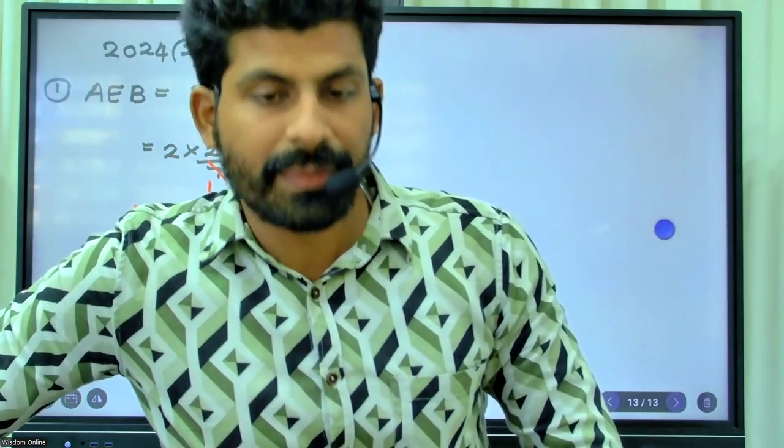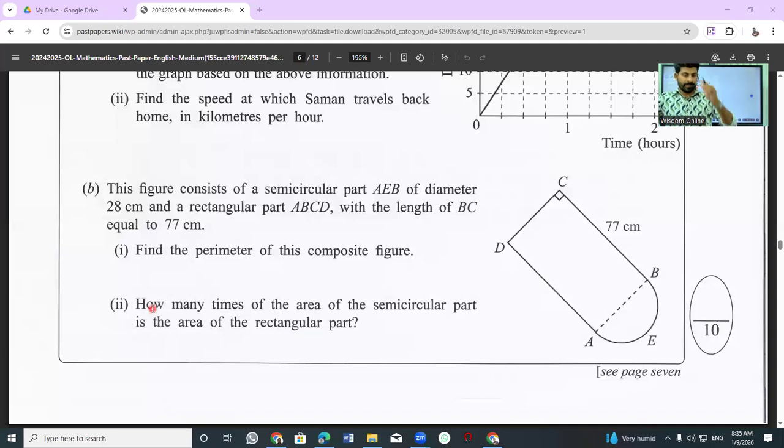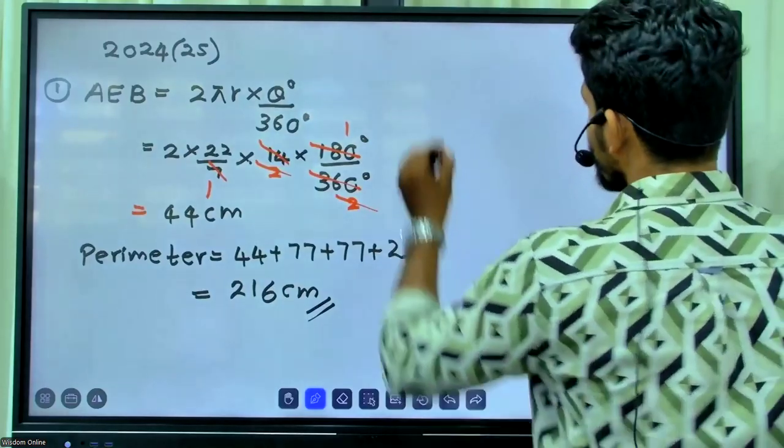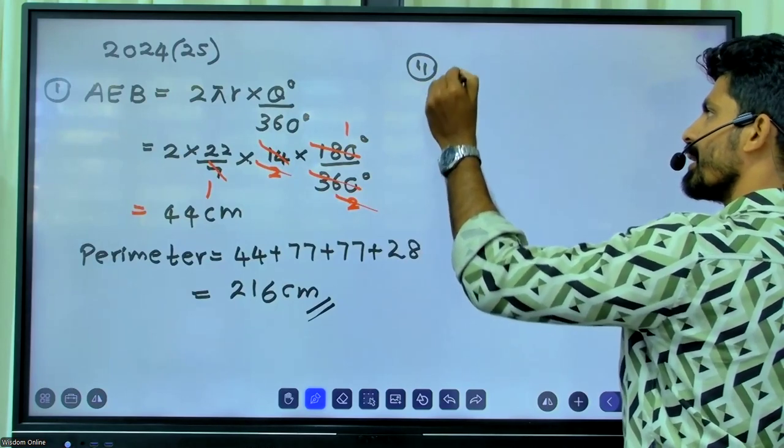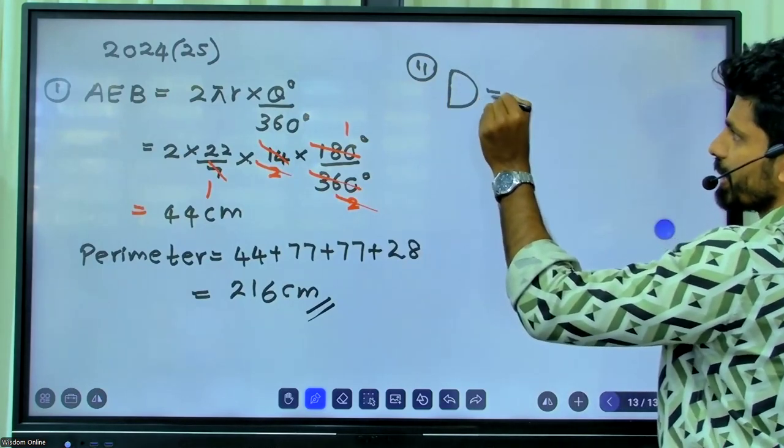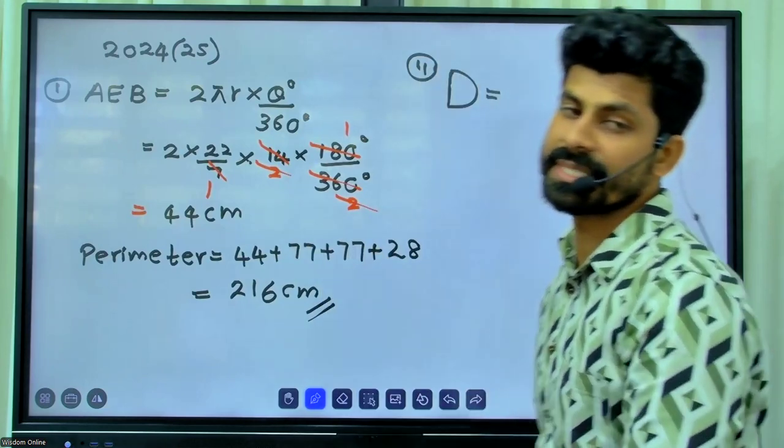Look at the second sub-question. How many times the area of the semicircular part is the area of the rectangular part? First, we need to find the area of the semicircular part. How to find the area of the semicircular part?